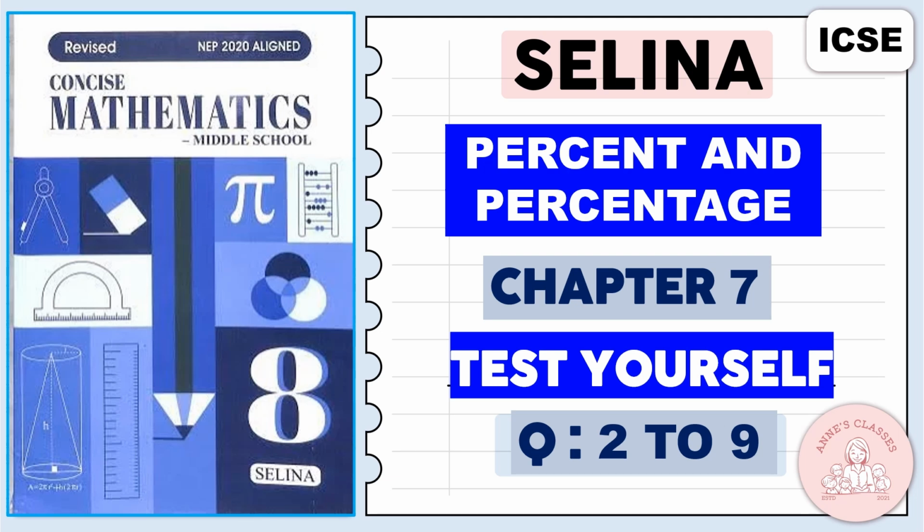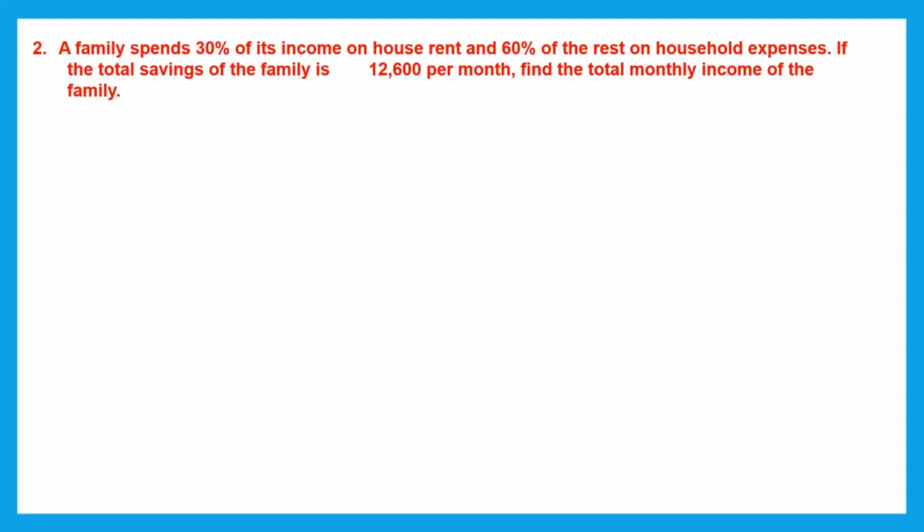Let's do percent and percentage. Chapter 7, Test Yourself. This is found on page number 96. Question 2. A family spends 30% of its income on house rent, 60% of the rest on household expenses. If the total savings of the family is 12,600 rupees, find the total monthly income.